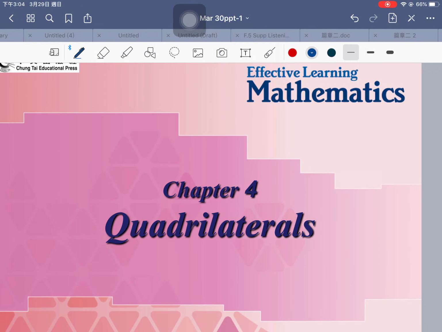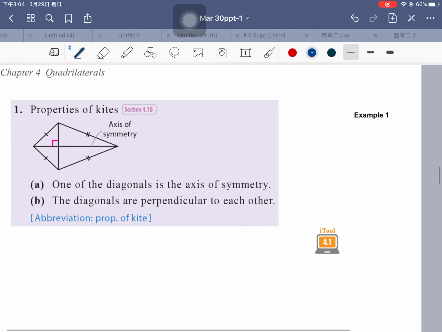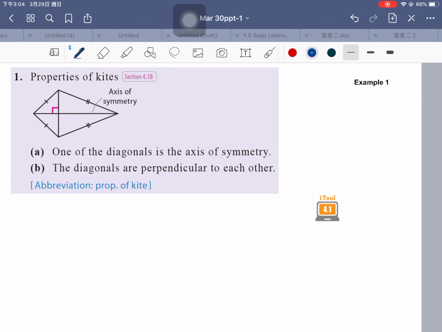Here we will have a quick revision on chapter 4, quadrilaterals. Very simple. We have two tests already, and many students perform very well. Let's recall what is a kite.